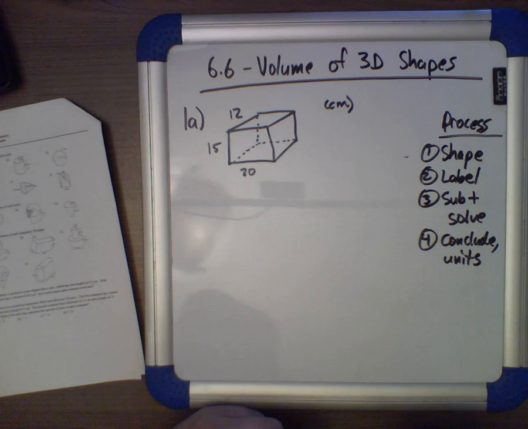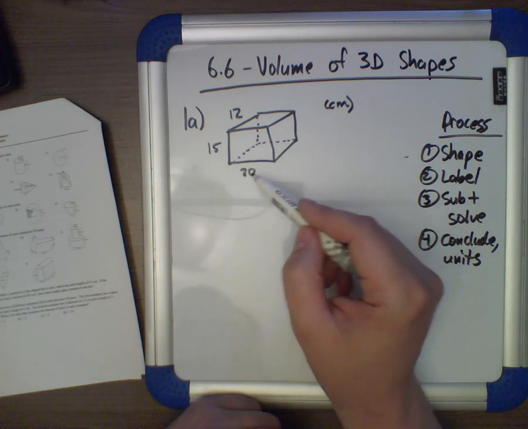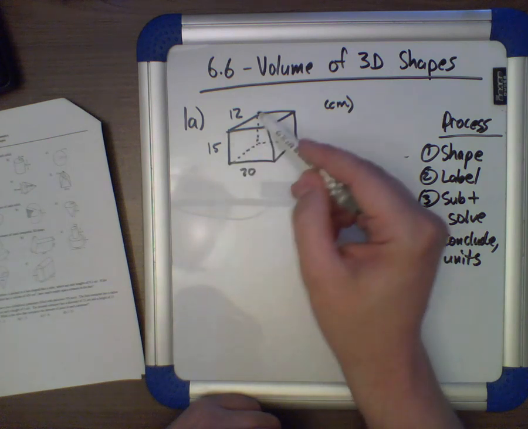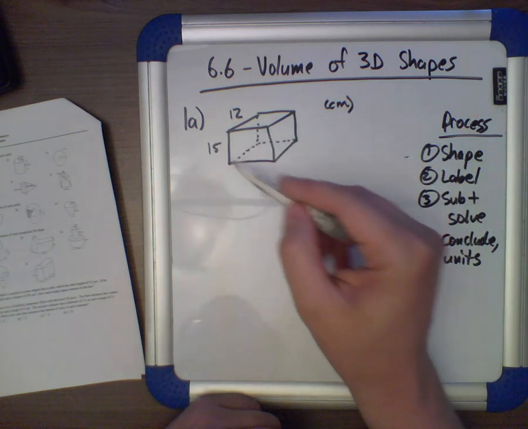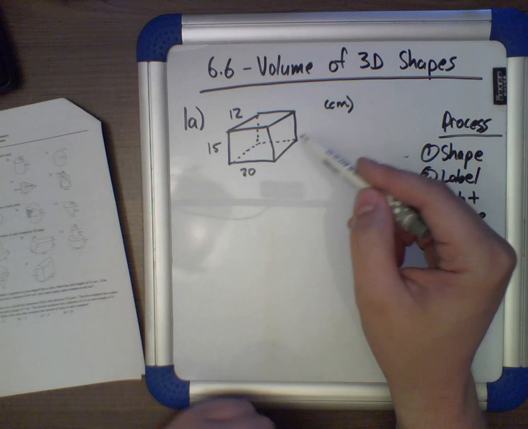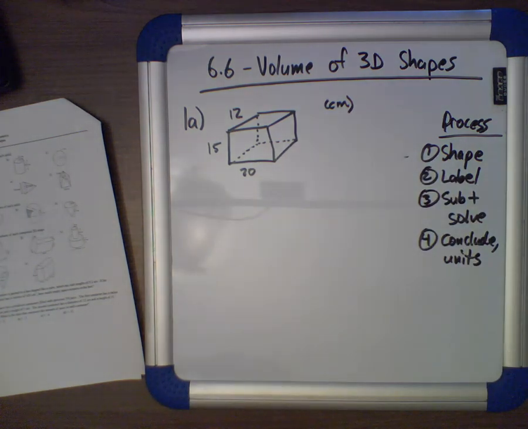All right, for 1A, we are asked to determine the volume of each solid. We have a rectangular prism here where the height is 15, the width is 20, and the length is 12, and they're all in centimeters. You should put the centimeters after the numbers. It's just harder for me because I'm working with the marker. I don't want to smear my picture and stuff, so I've written it off to the side so it's still written somewhere.